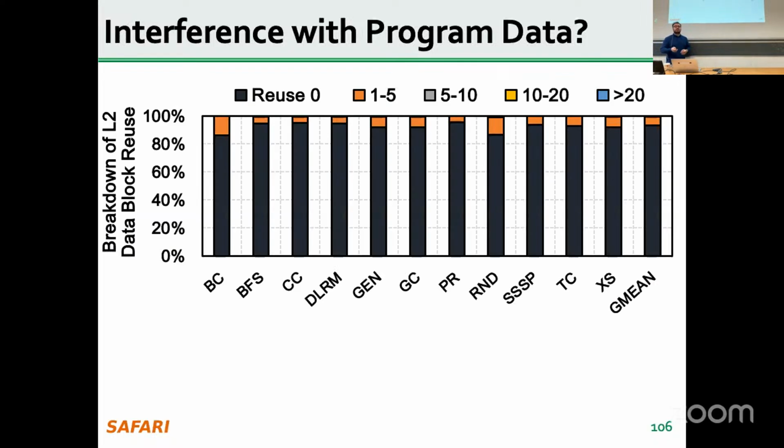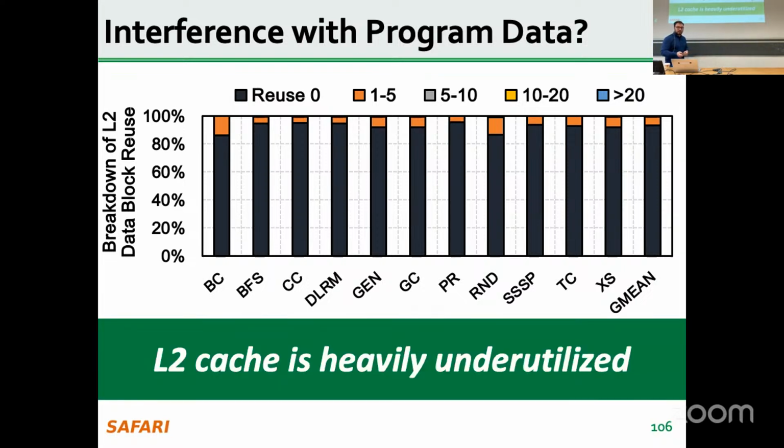However, what about interference with program data? If I place TLB entries inside the L2 cache, then I might have interference with the program data. This is a breakdown of the L2 data block reuse, and we demonstrate that the L2 cache is heavily underutilized. As you can see here, the black portion is reuse 0, which means I fed something into the L2 cache, I never use it again, and I evict it. More than 80% of cache lines which are fed into the L2 cache have this property.